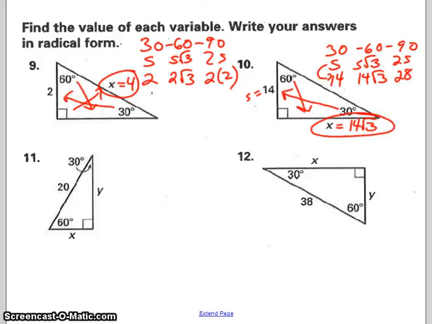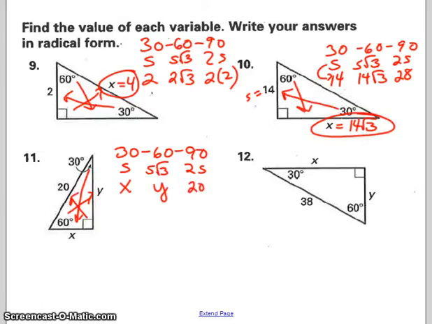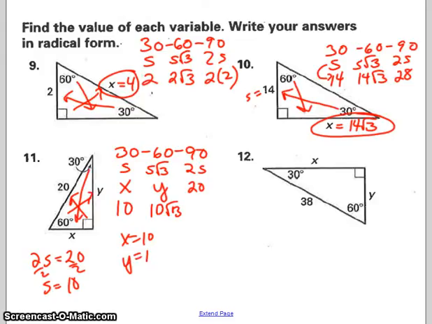Next one, we have to solve for x and y. Across from the 30 is x, so s is the same as x. Across from the 60 is y, and across from the 90 is 20. So we know that 2s equals 20, so s equals 10. If s equals 10, then across from the 30 is 10, and across from the 60 is 10 rad 3. So x equals 10, y equals 10 rad 3.